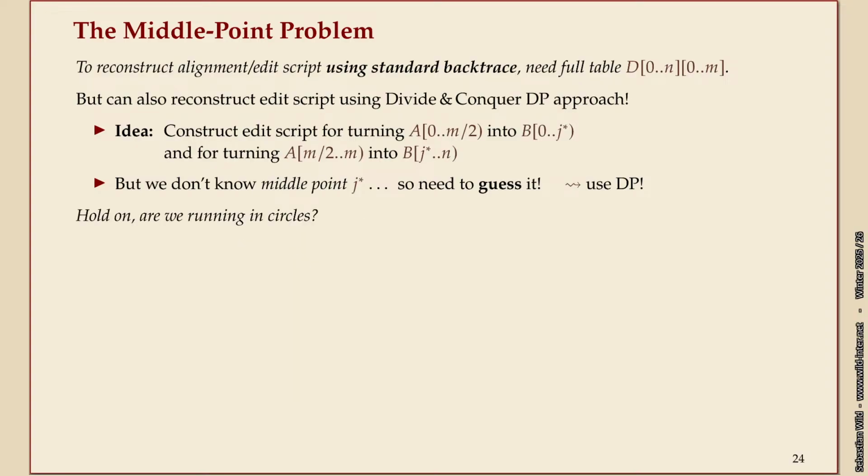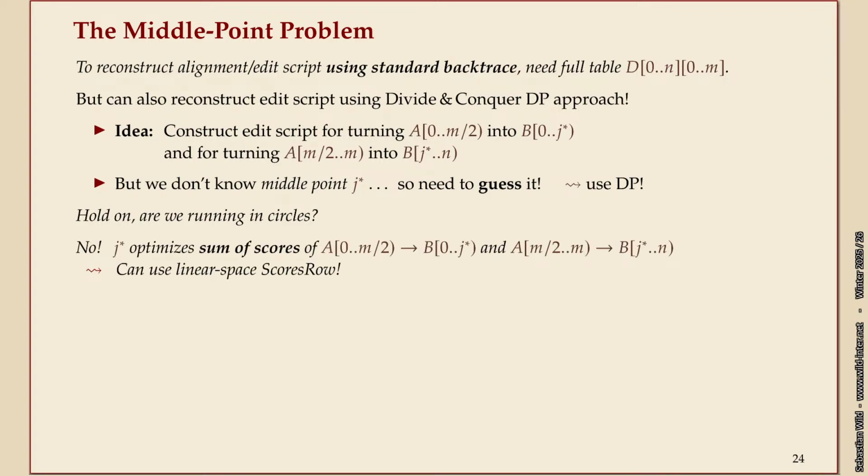Also, are we now not getting back into the same problem that we need quadratic space to find this middle point? It turns out no, because finding the middle point you can do with the scores or the edit distances, not the backtrace result. If you want to do it in just the way we've done it so far, then you would need the backtrace, but you can work around in a different way.